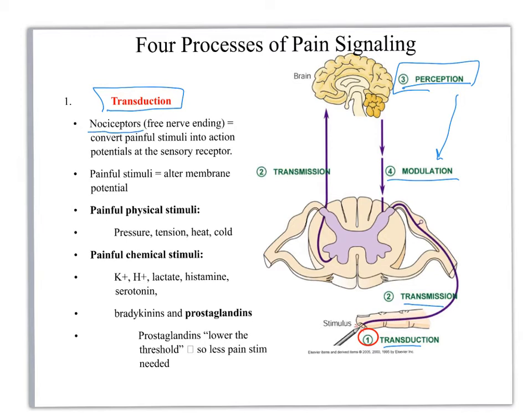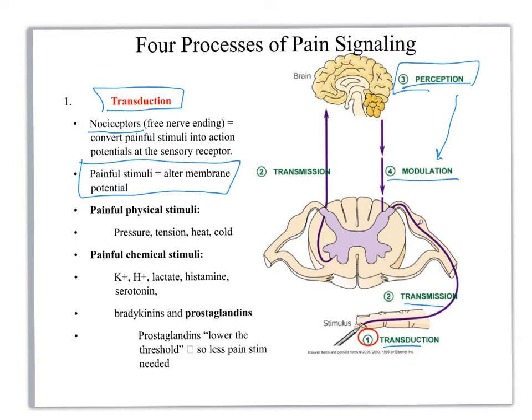about nociceptors. So that is the free nerve ending that's going to pick up painful information. So action potentials that are running along a sensory neuron that are communicating that there's a pain stimulus, okay? And like any other sensory information, you're dealing with altered membrane potential, okay?